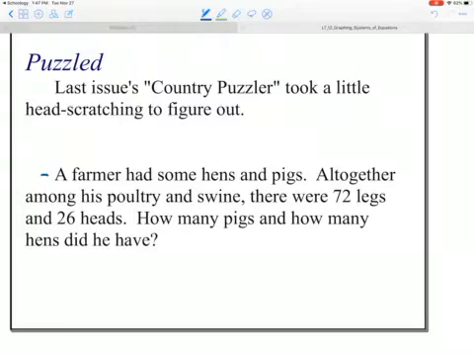A farmer had some hens and some pigs. Hens will let be H, pigs will let be P. Altogether among his poultry and swine there were 72 legs. So I know that with a hen, I have 2 legs, and with the pig, I have 4 legs. And together, they have 72 legs. So I've got one equation, but I have 2 variables.